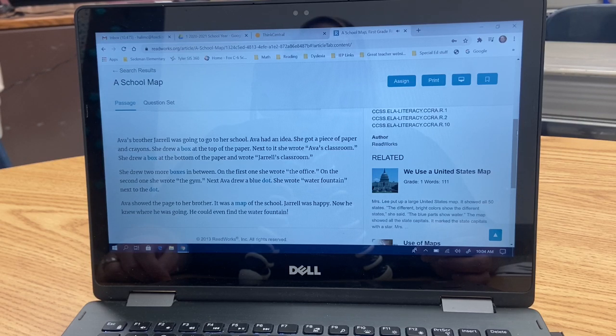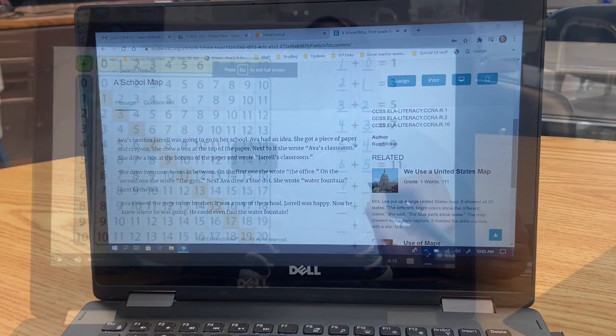Next, Ava drew a blue dot. She wrote water fountain next to the dot. Ava showed the page to her brother. It was a map of the school. Jarrell was happy. Now he knew where he was going. He could even find the water fountain.